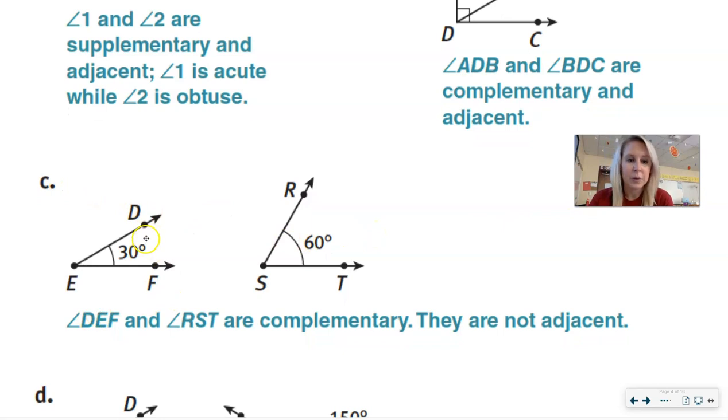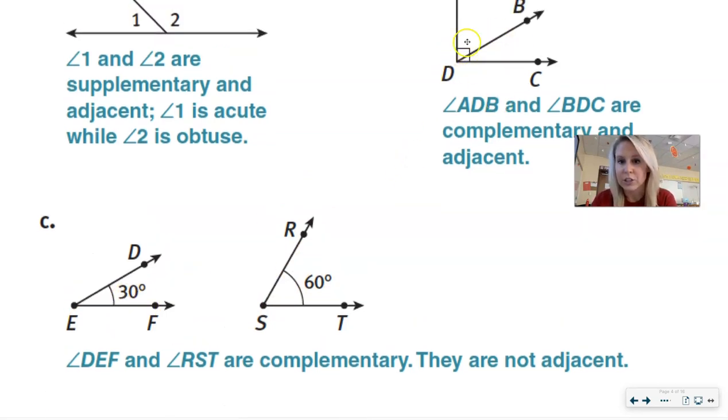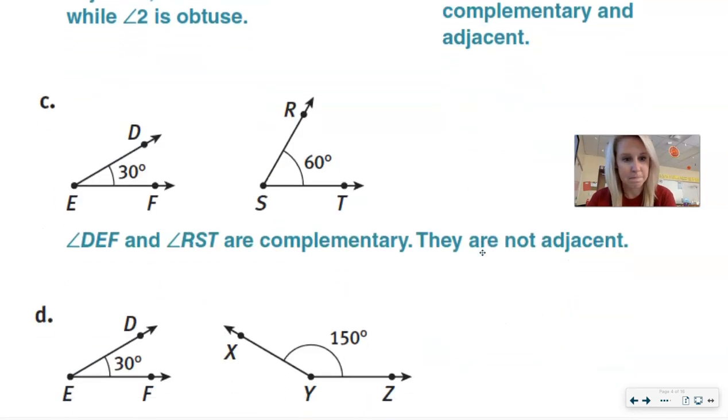For C, I put that angle DEF and angle RST, they're complementary. So 60 plus 30 is going to give you 90 degrees. So even though they're not touching or adjacent up here, like part B, they are still going to be complementary. In fact, they're not adjacent. Again, adjacent means right beside each other, sharing an angle side.